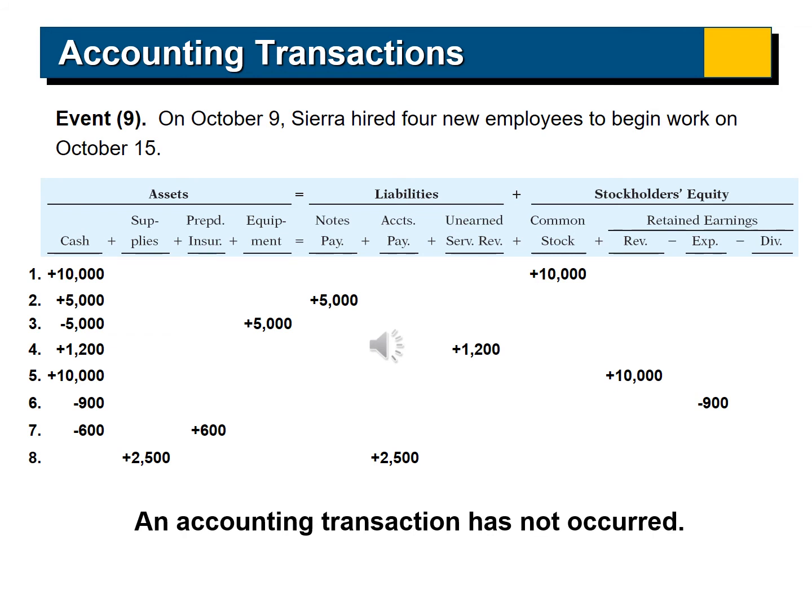Now next, there is an event that happens on October 9th. Sierra hired 4 new employees to begin work on October 15th. Now these employees were hired, but they have not worked nor have they been paid. So actually we cannot record an accounting transaction for this event.